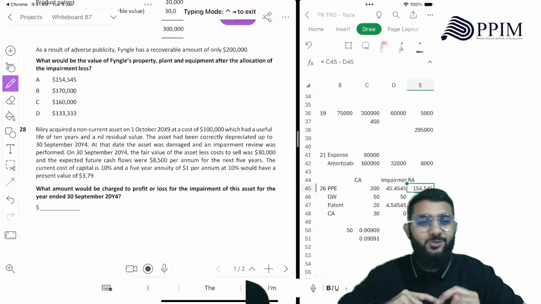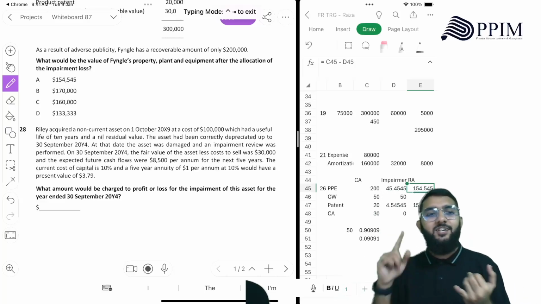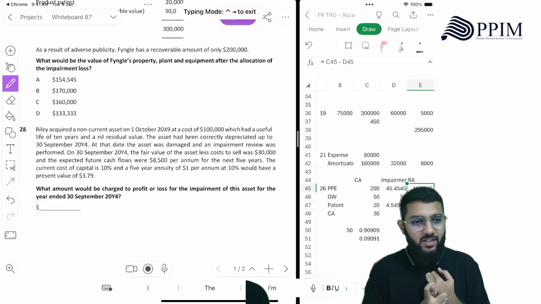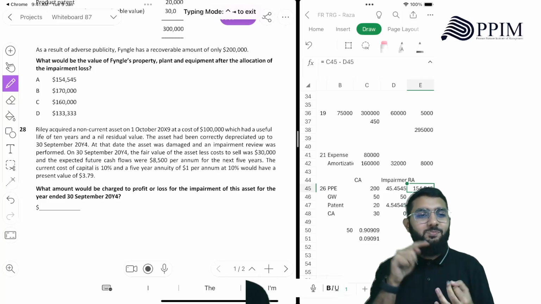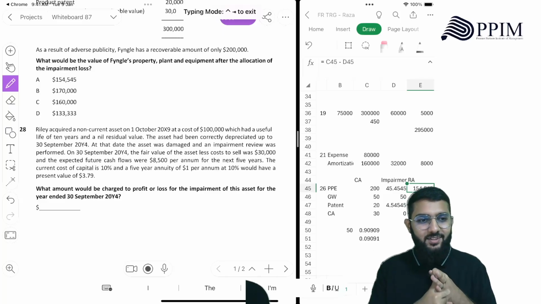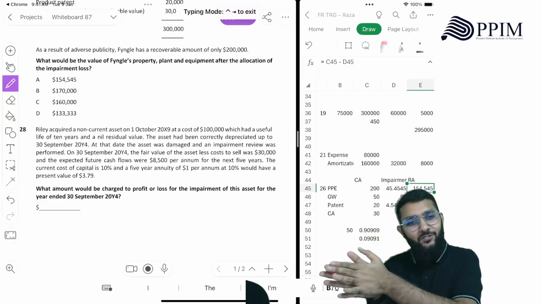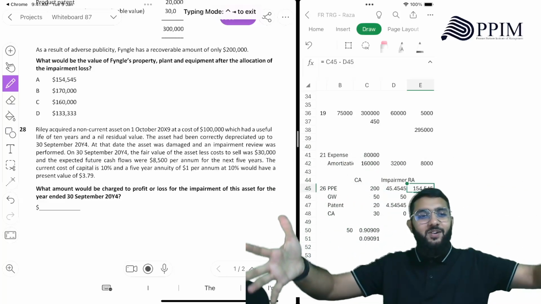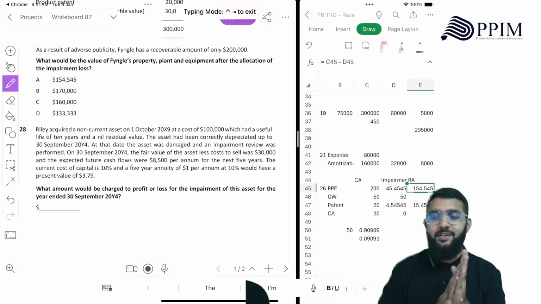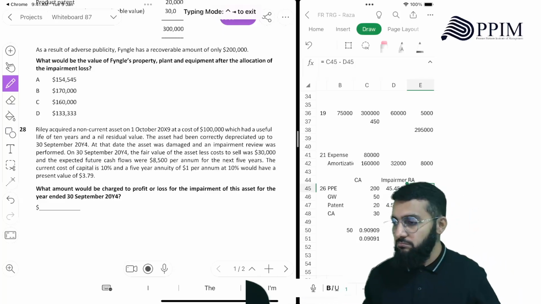Now here you are supposed to do the value in use calculation. Here you are supposed to do the net realizable value calculation. Then you are supposed to do the carrying amount calculation. Then you have to figure out what is higher of both to arrive at the recoverable amount. Then you have to see what is lower of both and arrive at the impairment loss. Good questions, right?